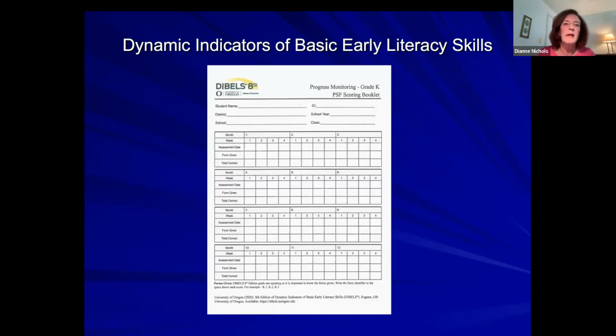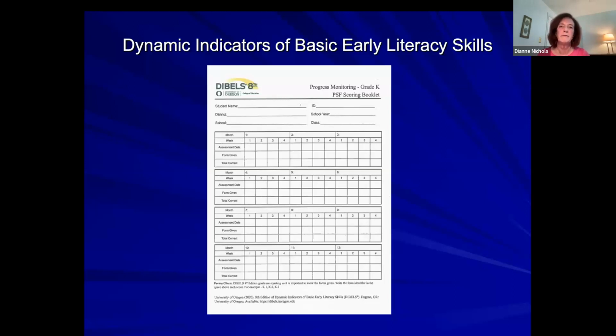Now, DIBELS, or Dynamic Indicators of Basic Early Literacy Skills, was developed to assess children in school, and the benchmarks were given at the beginning, middle, and end of the school year to identify which children really needed extra support. But DIBELS also developed a series of progress monitoring assessments that can be used every week or every other week. And so that's what this is a page from.